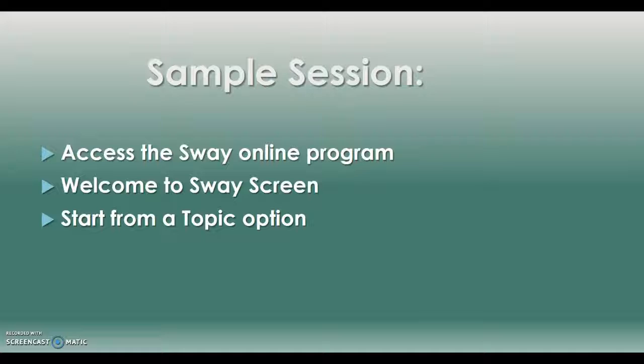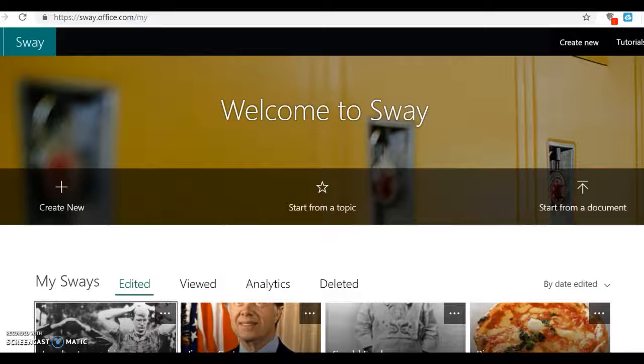The different information included in this presentation will include how to access the Sway online program, welcome to the Sway screen, and the Start from a topic option. As you log into Office 365, you have the option to log into Sway. Once you've selected Sway, this is the Sway home screen. Notice on the left you have Create a new presentation, Start from a topic, and Start from a document. We will go over the option Start from a topic.